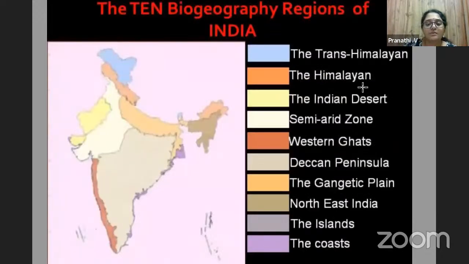So you have 10 biogeographic regions in India: the Trans-Himalayan, Himalayan, Indian desert area, then the semi-arid zones, Western Ghats, Deccan Peninsula, the Gangetic Plain, Northeast India, the islands, the Andaman Nicobar Islands, Lakshadweep Islands, and you have the coastal region.